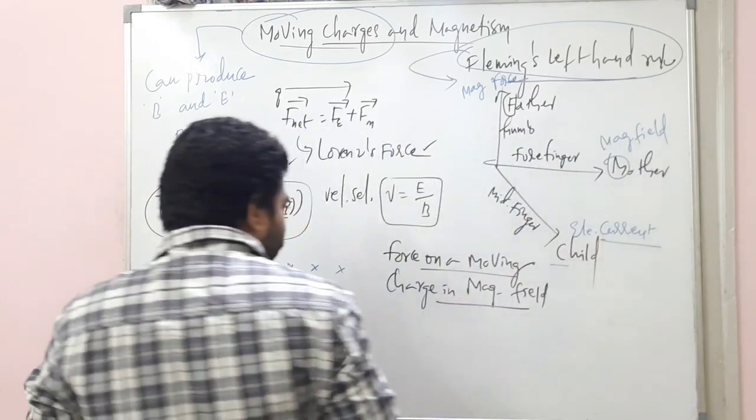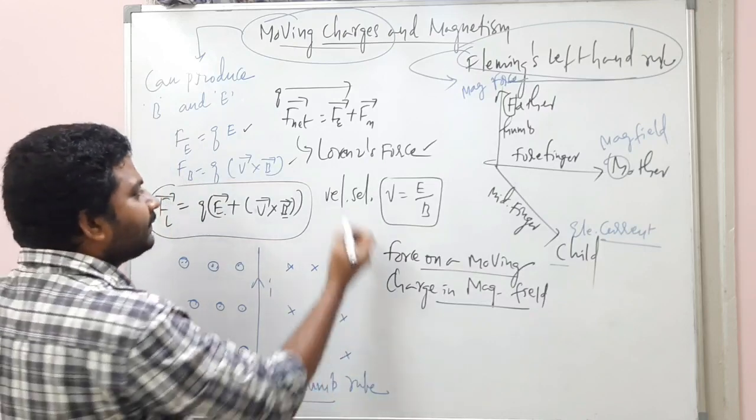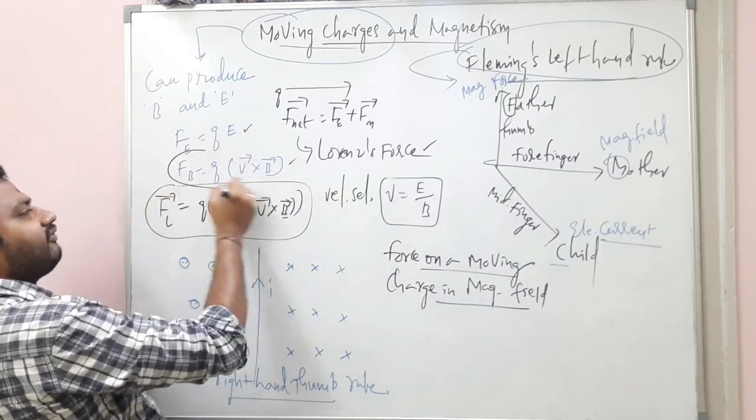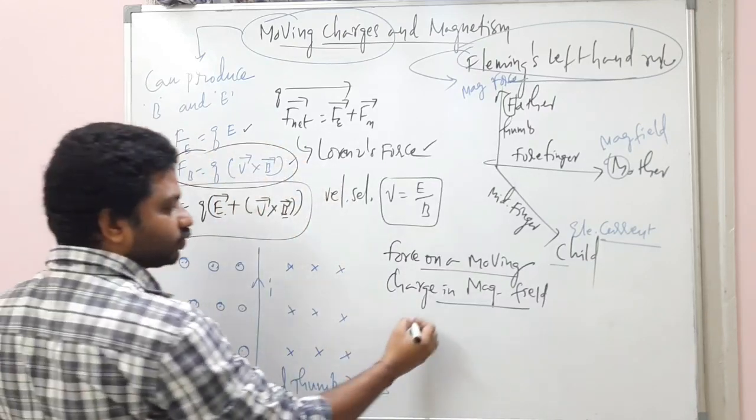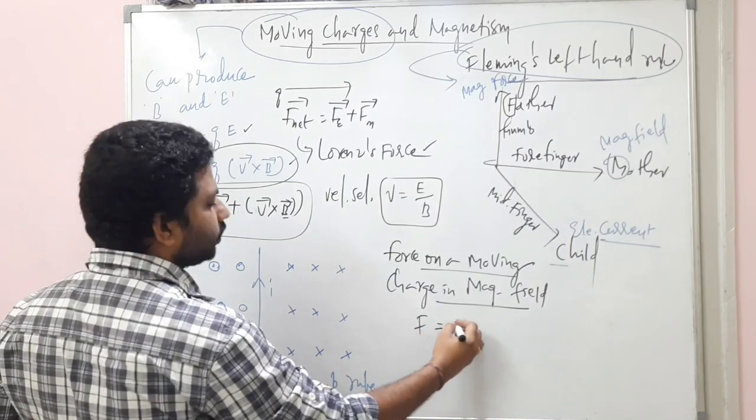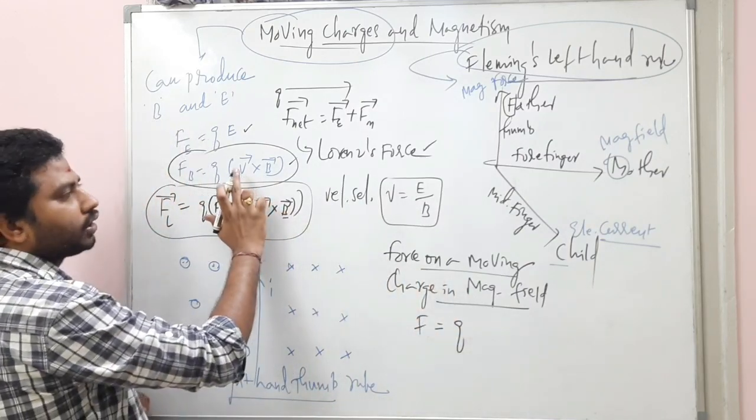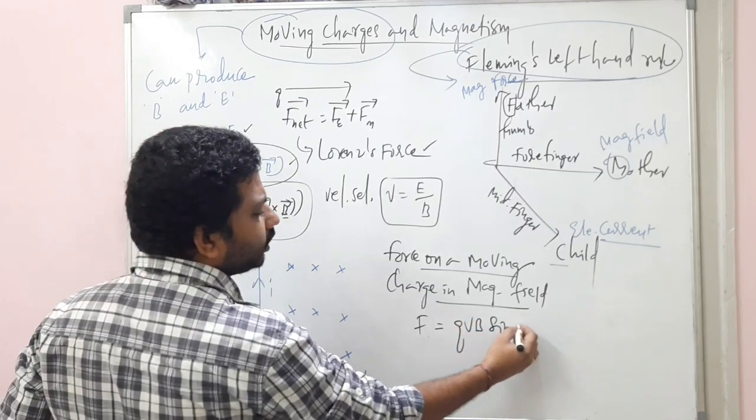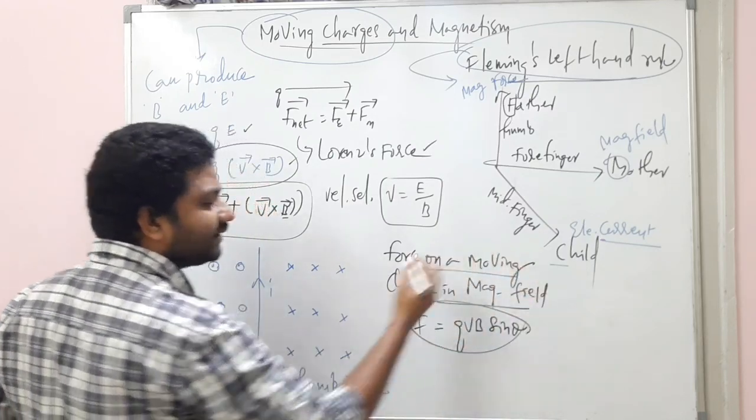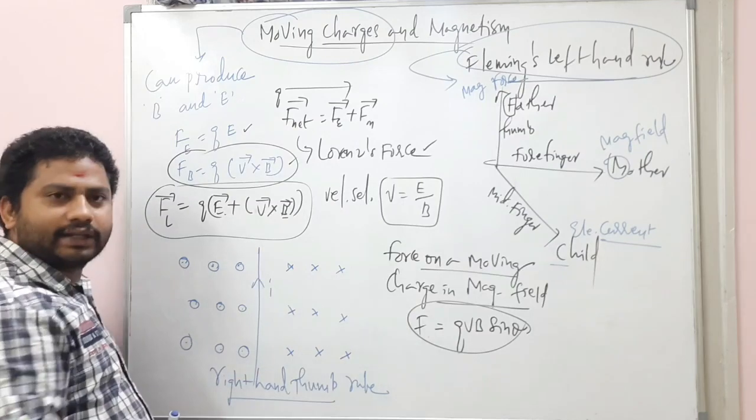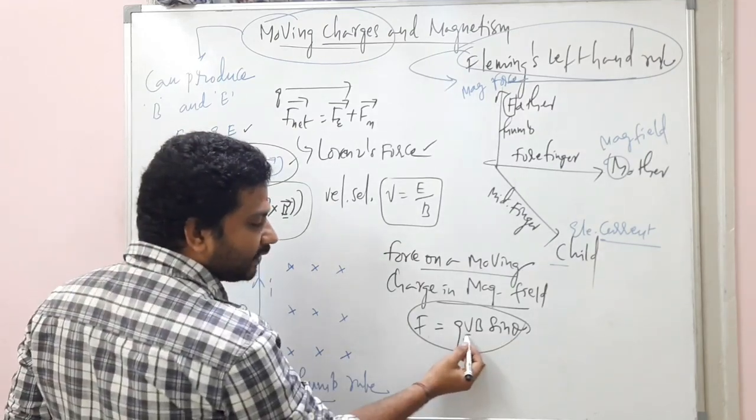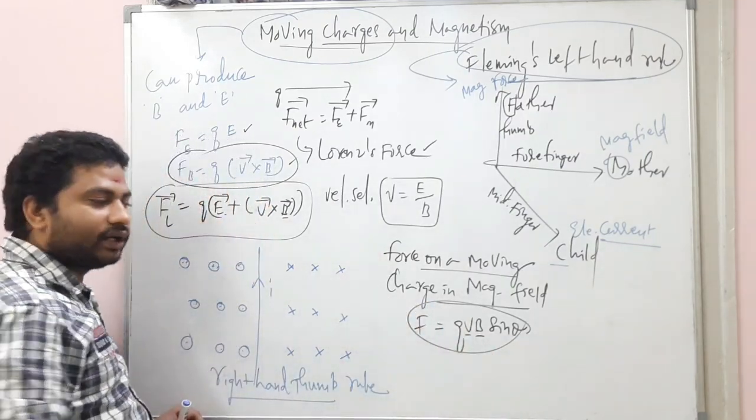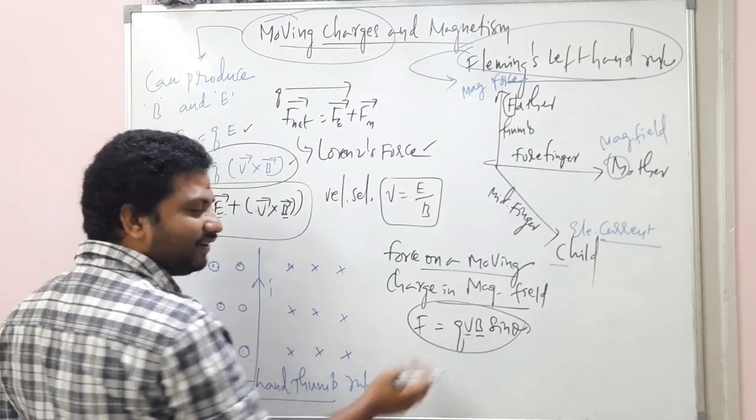So, force on a moving charge in a magnetic field. Already we have discussed the formula for the magnetic force: F equals Q V B sine theta. What is theta? Theta is the angle between V and B. That is important.